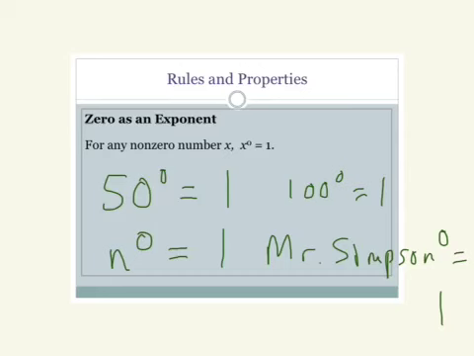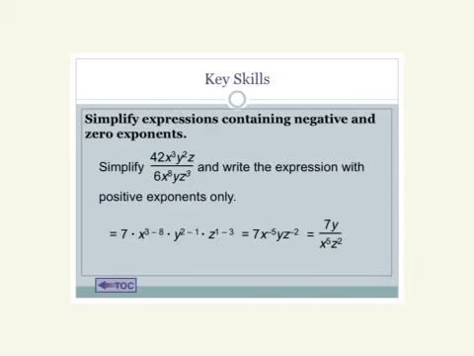I said that for the third or fourth time right now. Put it in your notes. Anything to the 0 power always equals 1. Alright, ladies and gentlemen, now that we have those two new properties installed, let's go ahead and try a few more examples.